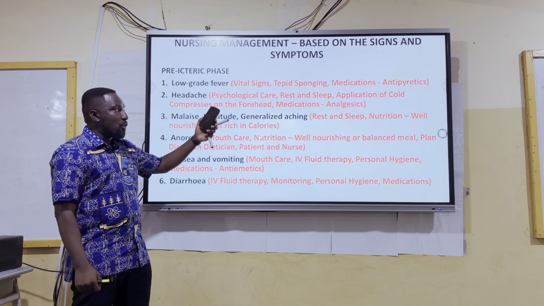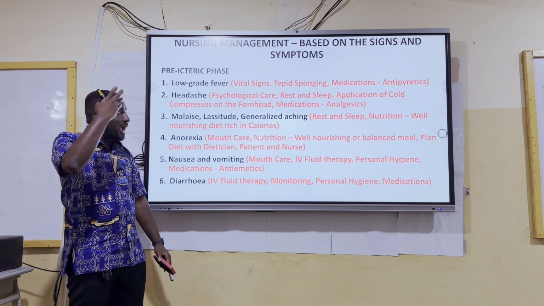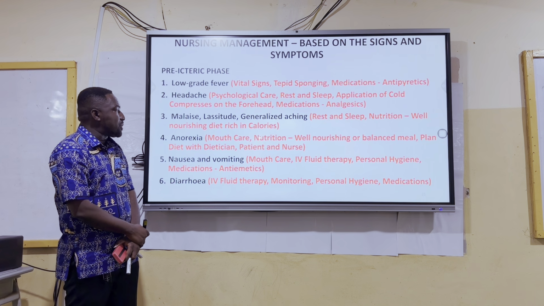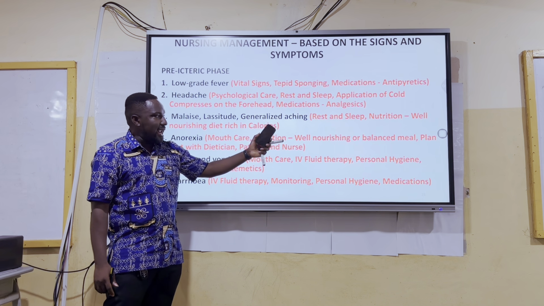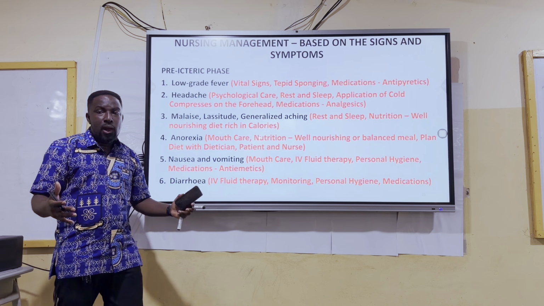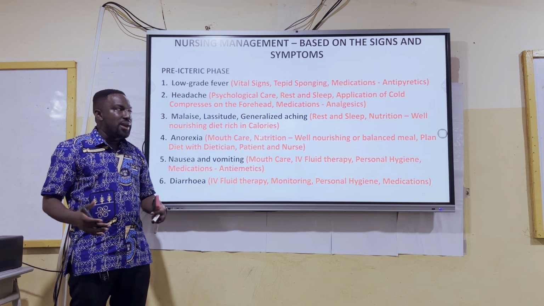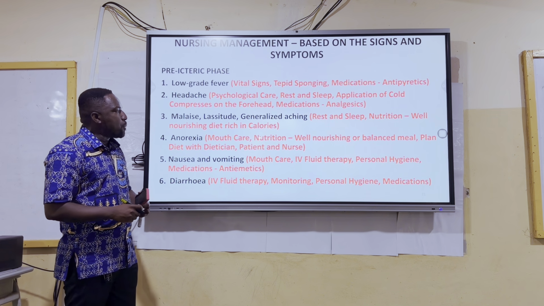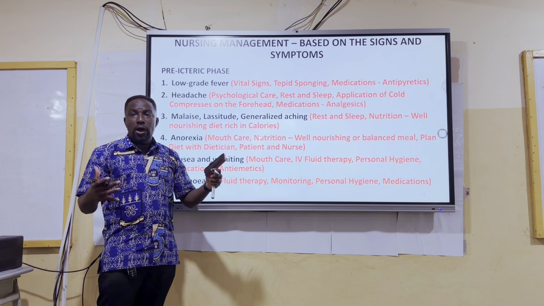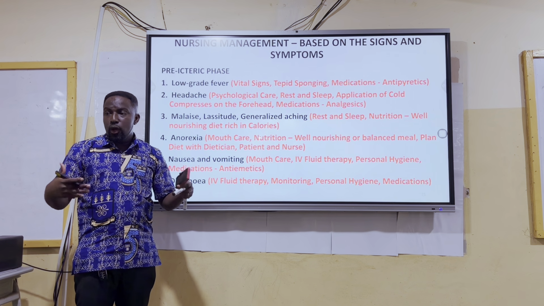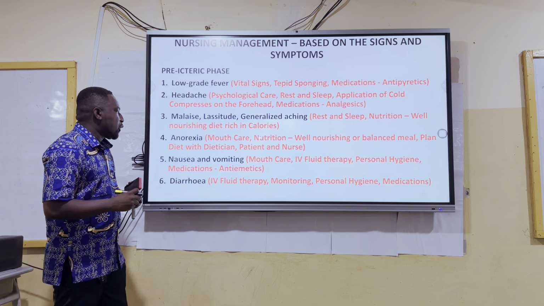For headache: rest and sleep, psychological care, diversional therapy, application of cold compresses to the forehead, and then analgesics are given to relieve the patient of headache. The same thing applies to malaise, lassitude, and generalized aching. So for body aching, rest and sleep, because as you sleep, it helps to conserve energy and relieve the patient of what? The body ache. And then still under malaise, the patient is encouraged to take in a well-balanced diet that contains a lot of calories, right? Because calories provide more energy, and it will help relieve the patient of the body ache.